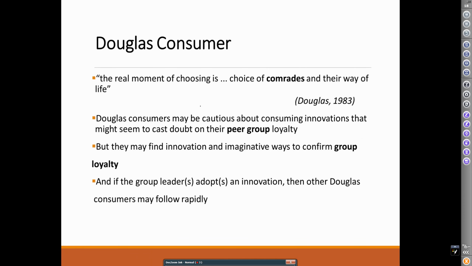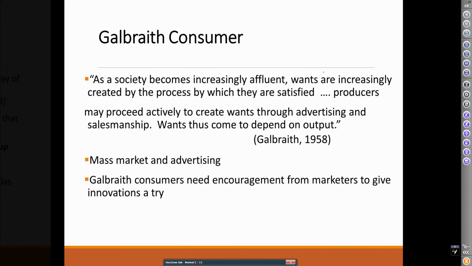Douglas consumer. Who is this person? This person may be cautious about consumer innovations that might seem to cast doubt on their peer group loyalty. So they belong to the group. They try to create this group loyalty, and they will be ready for any kind of discounts or imaginative ways to confirm group loyalty. Who else?